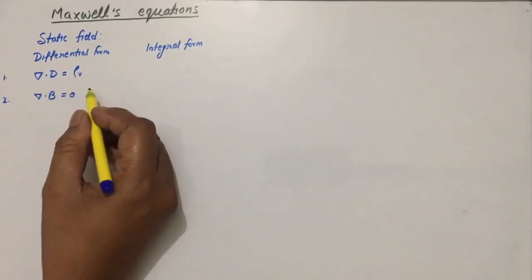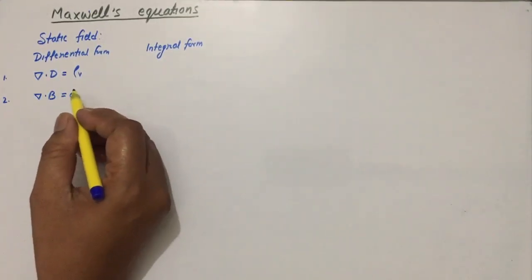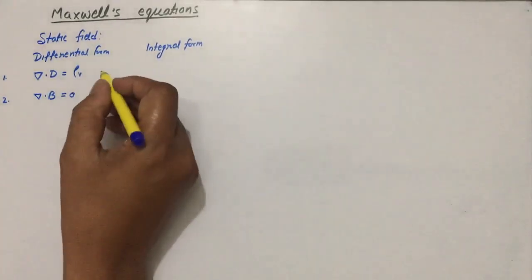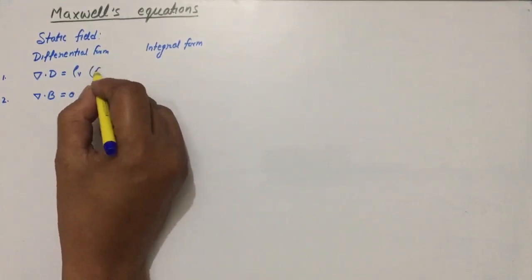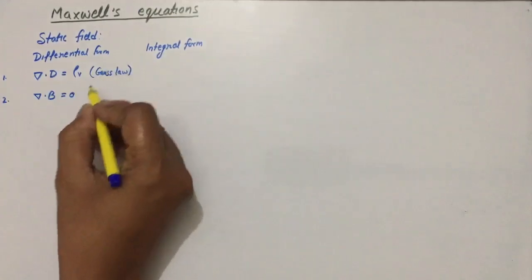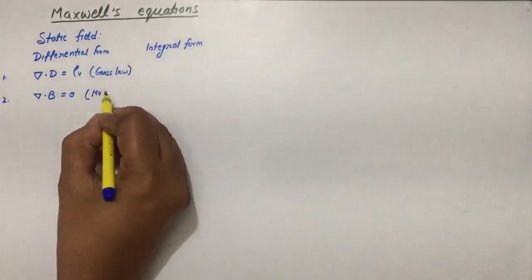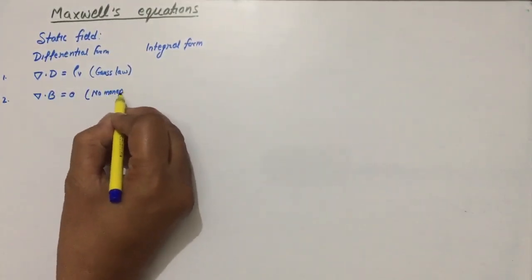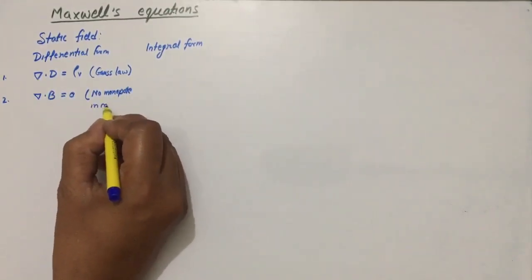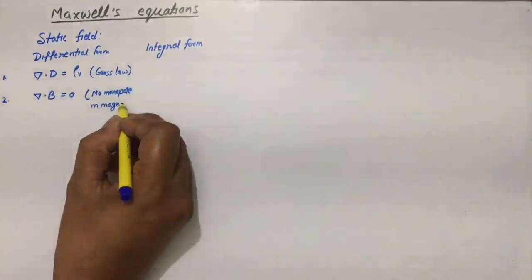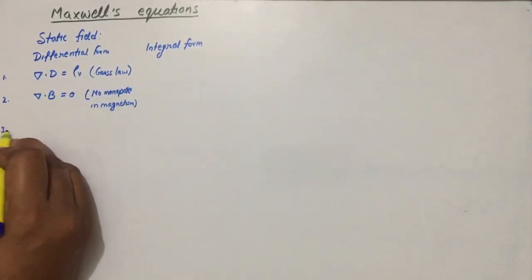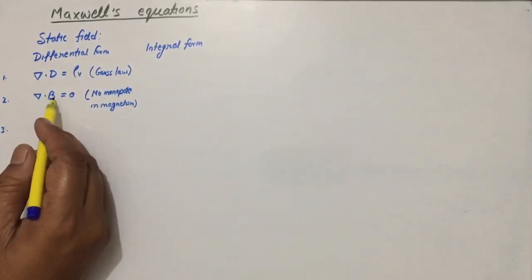We have derived and came to know that magnetic monopole does not exist. So for reference we can write here Gauss law, and this is no monopole in magnetostatics, in magnetism. And this is the second law of Maxwell's.